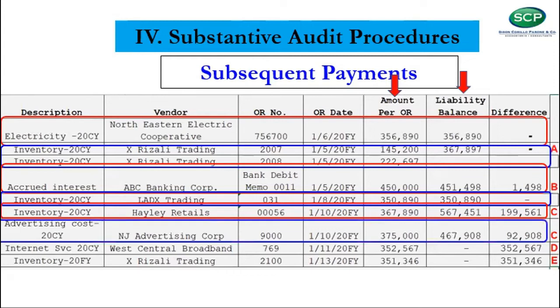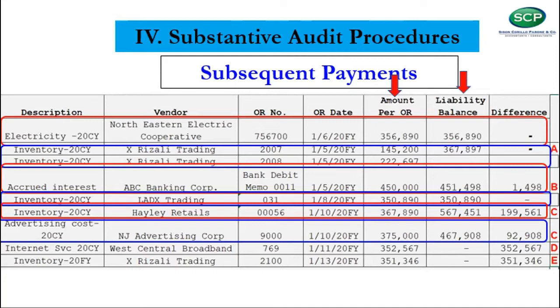The same with Haley Retails. The balance of accrued expenses to NJ Advertising Corp as of December 31, 20 CY was only partially paid in the amount of 375,000 pesos in January 20 FY. So pareho siya, hindi fully paid.